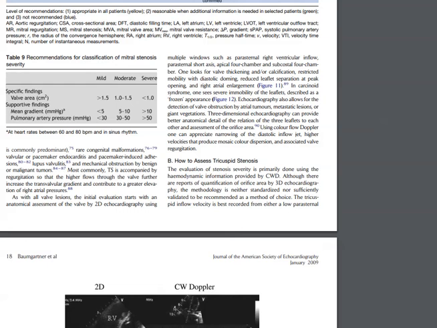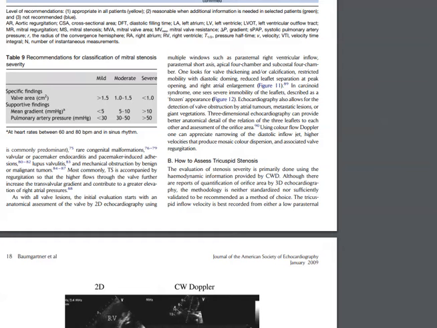Hi everyone. One of the texts actually brought up a really good point that the way we remember is that a mean gradient of 5 to 10 would be considered moderate mitral stenosis, and over 10 would be considered severe, which is what I remember from fellowship as well. But somewhere down the line, something changed, and I remember being told that now mitral stenosis with a mean gradient of above 5, so 5 to 10, would be now considered severe.